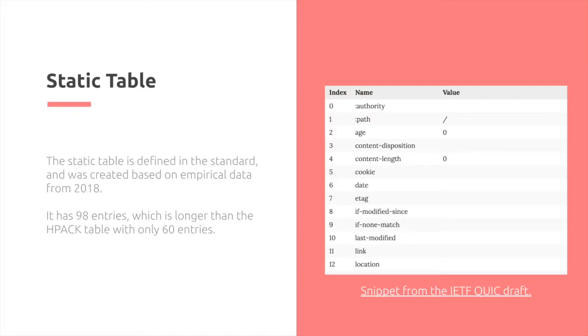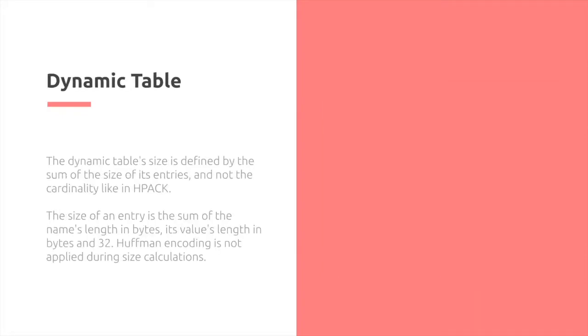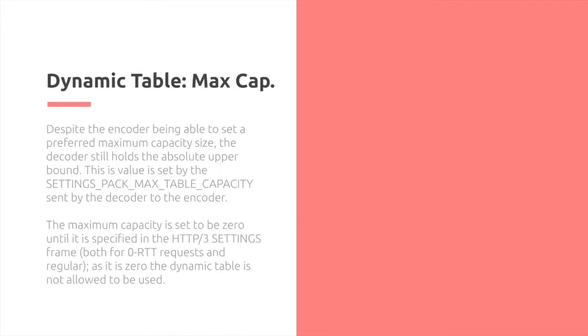For one, the static table is defined in the standard just like in HPACK, and it's also based on empirical data, but from 2018. It has more entries, 98 instead of 60. For the dynamic table, it's very different. The size is first of all determined by the size of its entries and not the cardinality like in HPACK. Second, the encoder can set the preferred maximum capacity size, but the decoder still holds the absolute upper bound.